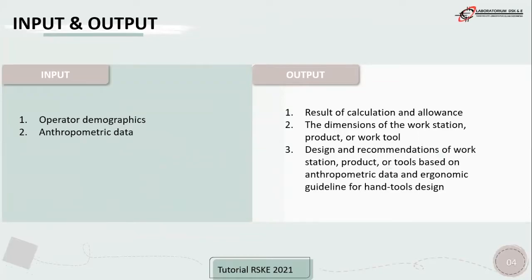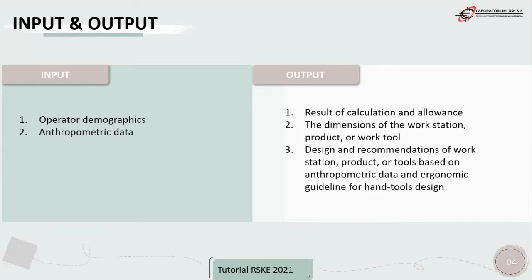Next, for the input in this tutorial, same as the previous tutorial, you should collect operators' demographic and descriptive data. The demographic data consists of name, gender, age, etc. It is important because it affects a person's anthropometry data. And the next is the anthropometric data, which means the dimensions of the body that are measured for later design.